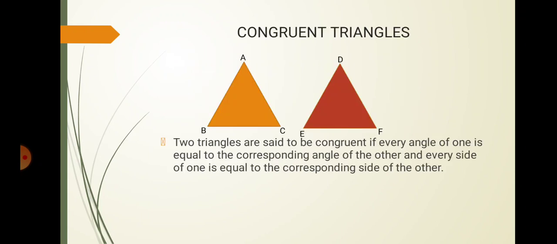Next we are going to learn something interesting called congruent triangles. Before going to the topic, let us learn the meaning of the word congruent. What is congruent? It means having the same size and same shape. Congruence means two things or two objects, whatever they may be, of the same size and same shape.